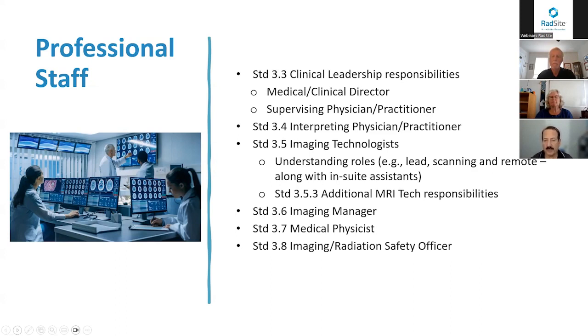What's really critically important, of course, is the medical physicist's role, which is critical. And Dr. Patton will be discussing that in more detail, which is standard 3.7. And then there's also the role of the imaging or radiation safety officer, which is addressed in standard 3.8.